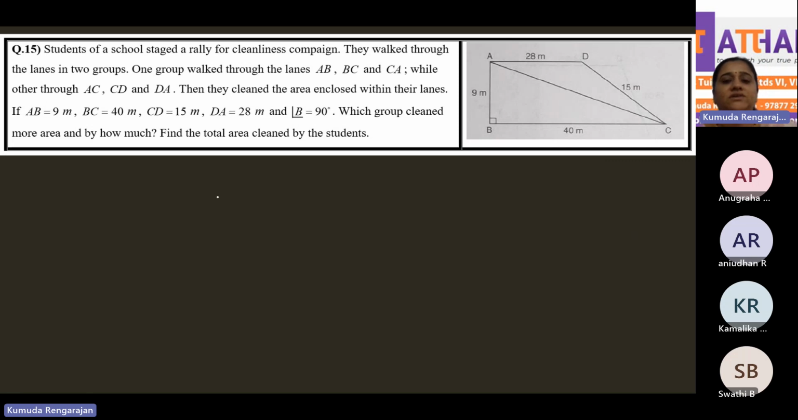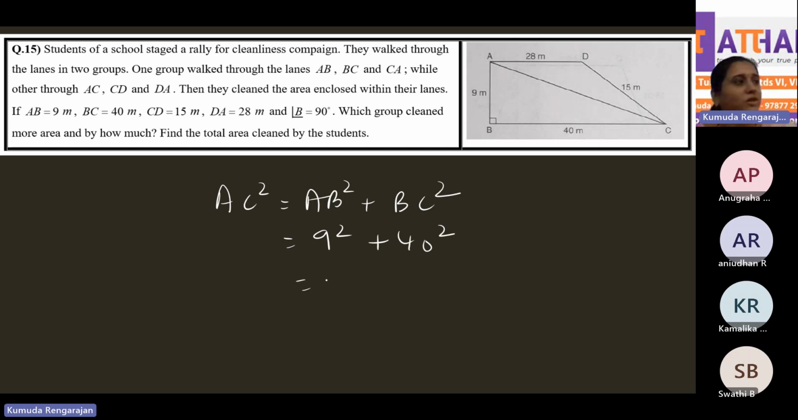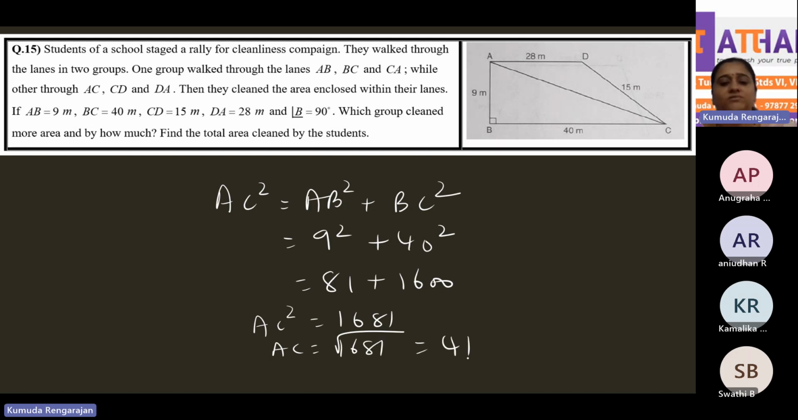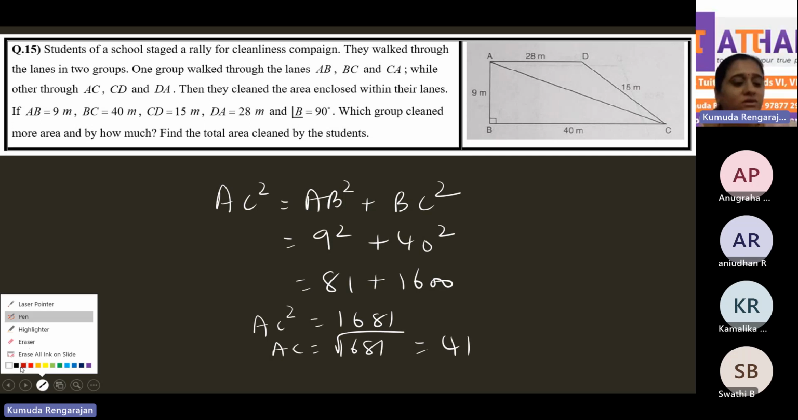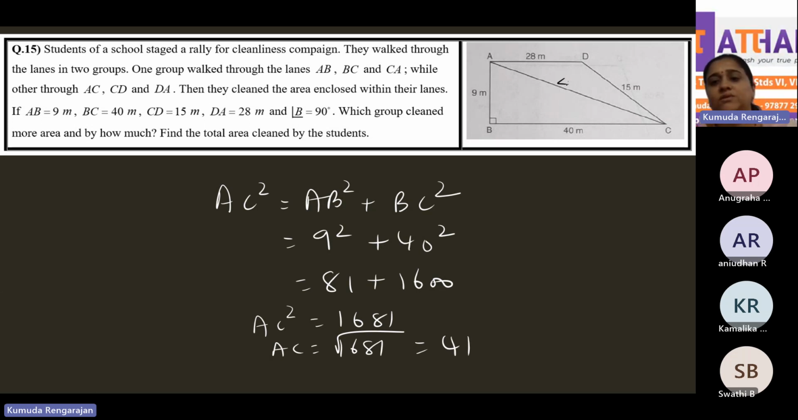Okay, so how do you find AC? AC square is equal to AB square plus BC square. So 9 square plus 40 square. 9 square is 81, 40 square is 1600. So it is 1681. AC square is 1681. So AC is equal to square root of 1681, which is 41. So we found AC using Pythagoras theorem. Now this is 41 centimeters.